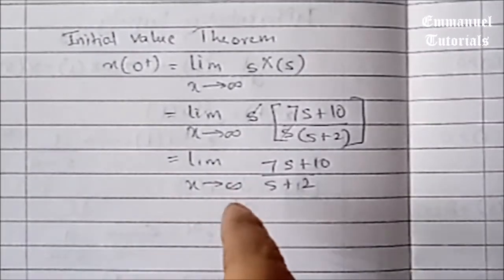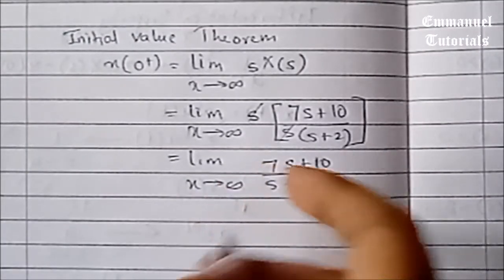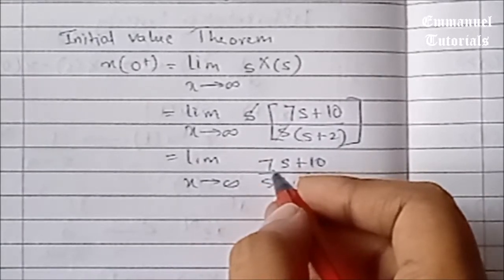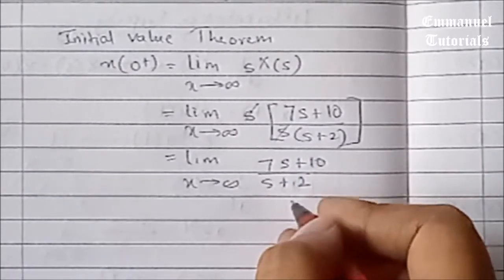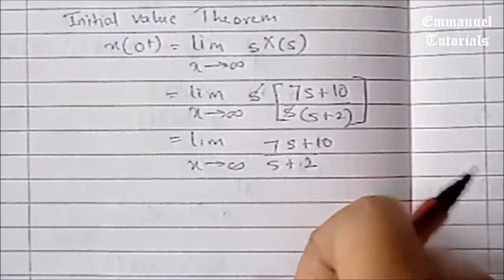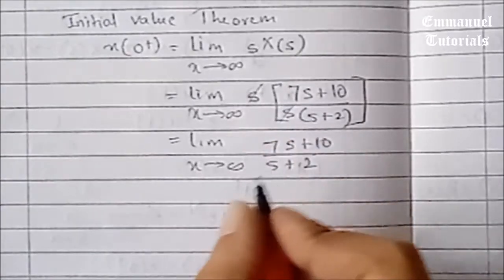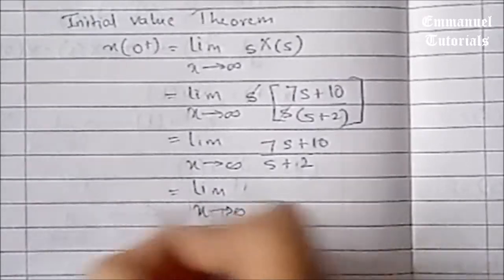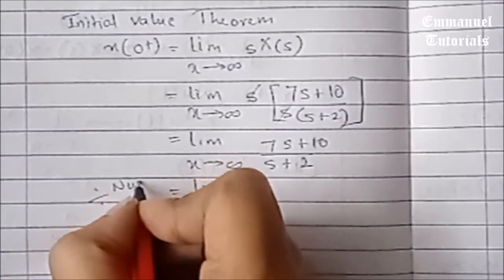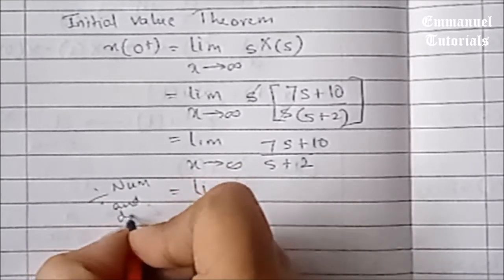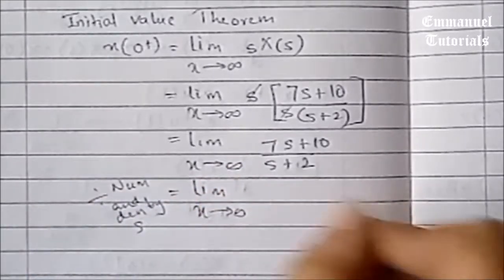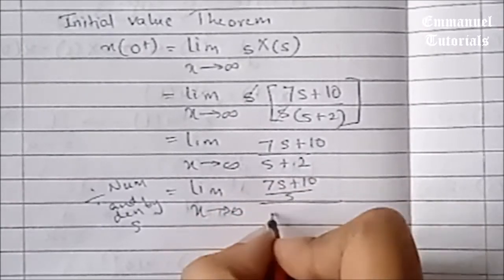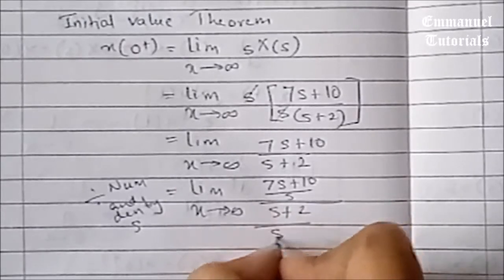Now what do we do when we have to solve tending to infinity and s is there? If you directly try to substitute s as infinity, the whole term is going to become infinity upon infinity. Instead of doing that, what we can do is divide the numerator and denominator by s. So it will be (7s + 10) upon (s + 2) upon s.